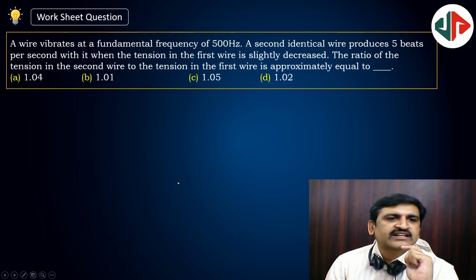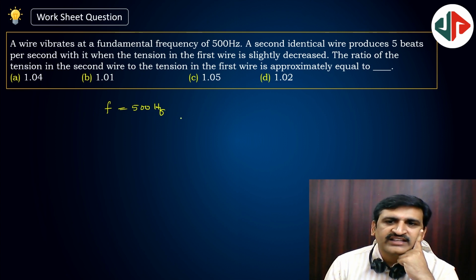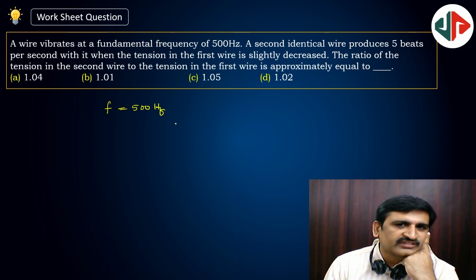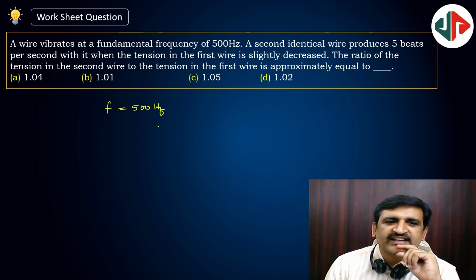A wire vibrates at a fundamental frequency of 500 Hertz, and a second identical wire produces 5 beats per second with it when the tension in the first wire is slightly decreased. The ratio of the tension in the second wire to the tension in the first wire is approximately what? Maybe first both tensions are the same, later one is slightly decreased. And he is asking the ratio of the tension, so 5 beats it is coming.